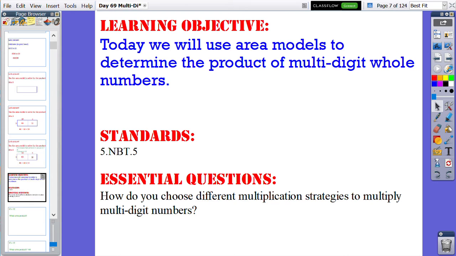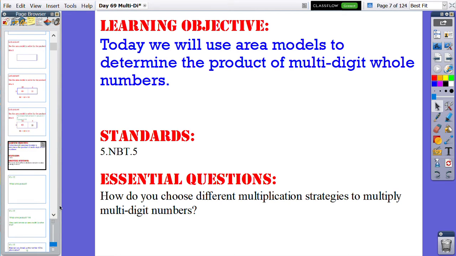So today we will use area models to determine the product of multi-digit whole numbers. And product, of course, is the answer to a multiplication problem. And multi-digit whole numbers are any whole number with 2 or more digits. Okay, an area model is just like what we did, but we're going to have two multi-digit whole numbers as opposed to just a single digit and a double digit.